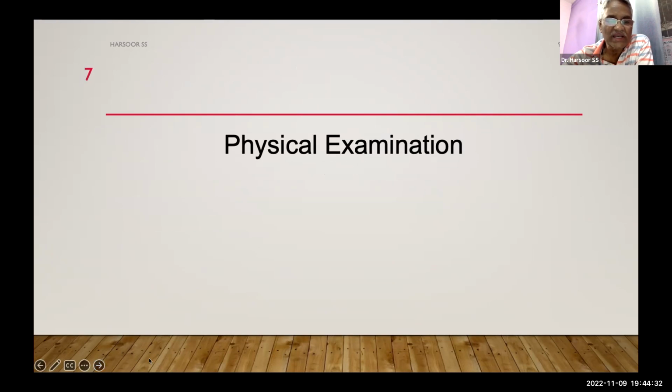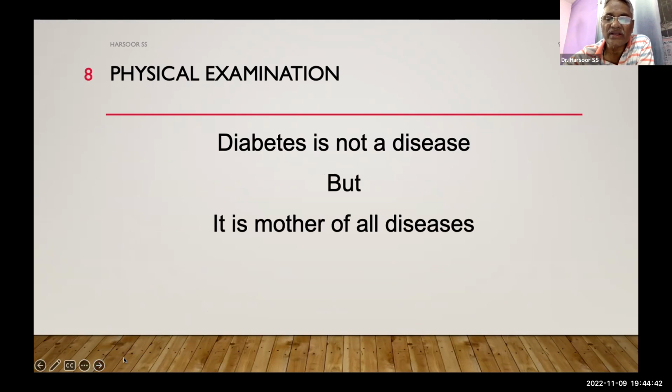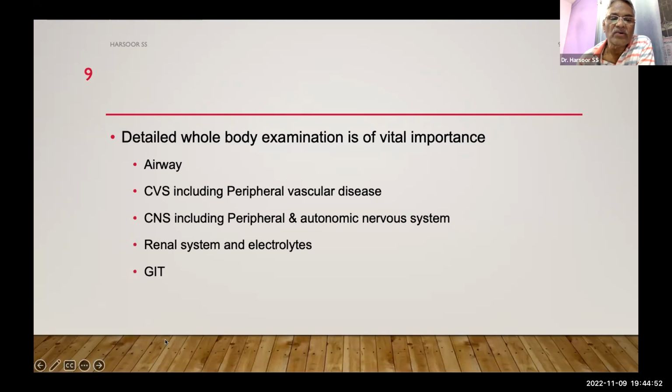Coming to the physical examination, remember, this is a very, very strong statement always made: diabetes is not a disease, but it is the mother of all diseases. So it can affect any and every organ in the body. That is a very important thing we must remember when we are dealing with a patient with diabetes. So therefore, a detailed whole body examination is very, very important.